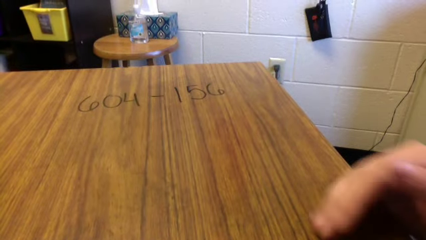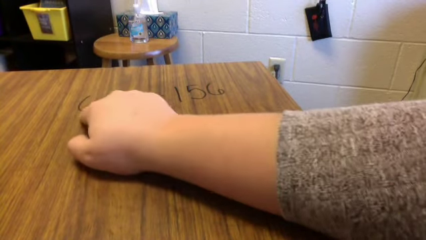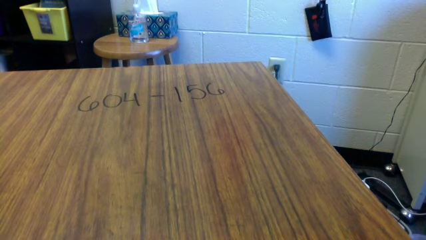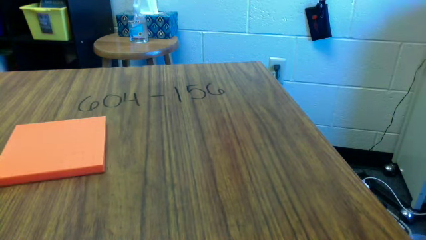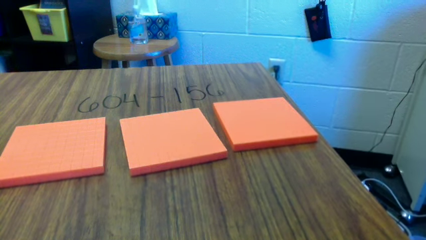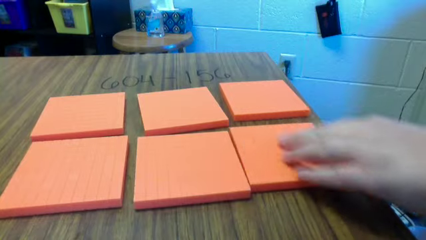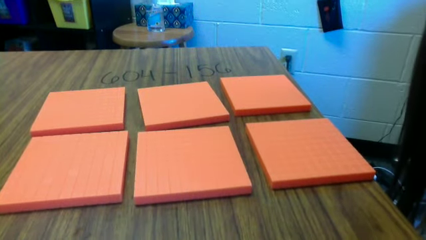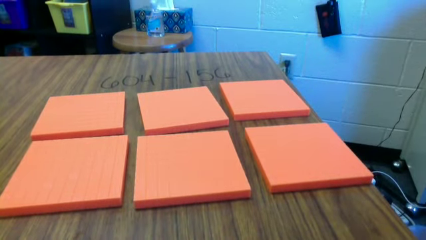And in my model, I'm going to show my hundreds, my tens, my ones. So I have 6 hundreds. So far I have 3 hundreds. Now I have 4, 5, 6. And if you drew that, that would just be 6 squares.